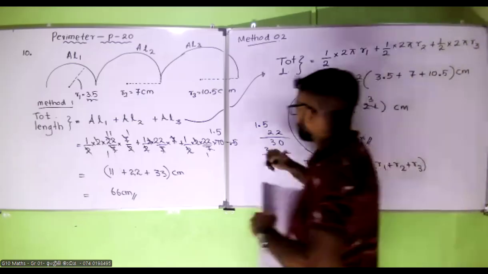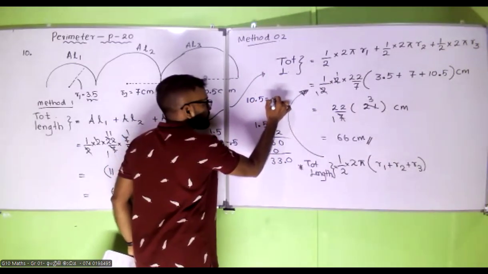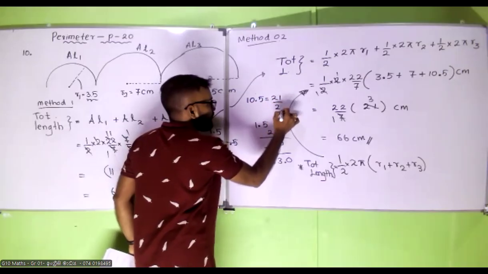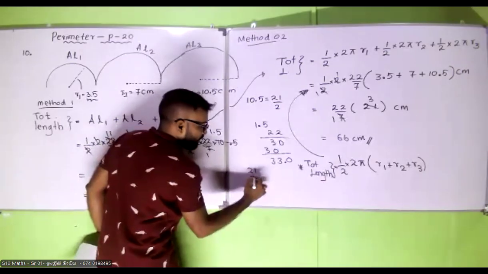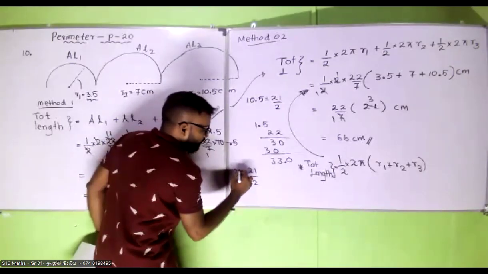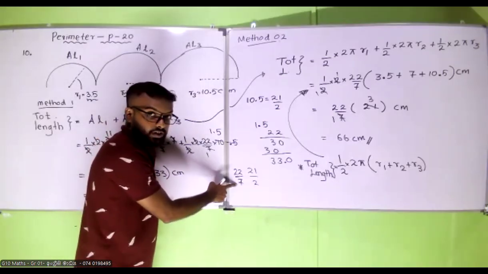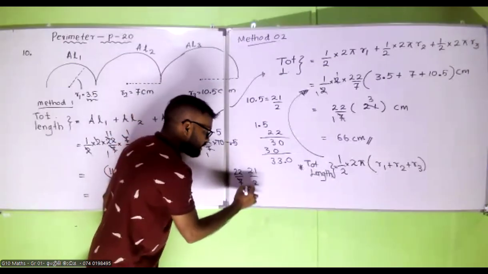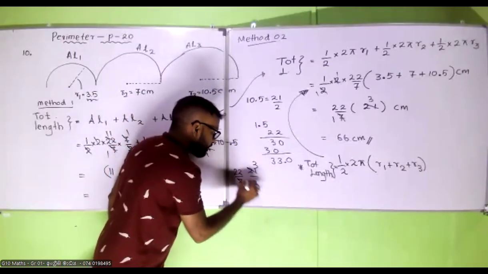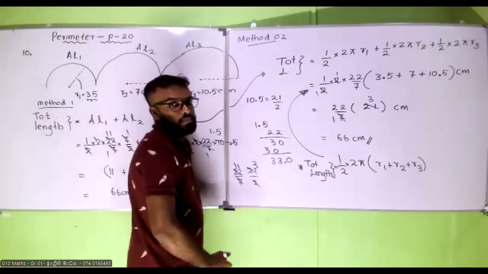If you want, you can use 10.5 as 21 upon 2 as L. Because if you use 21 upon 2, and the value of pi is 22 upon 7, you can directly simplify this. You can get rid of decimal numbers.